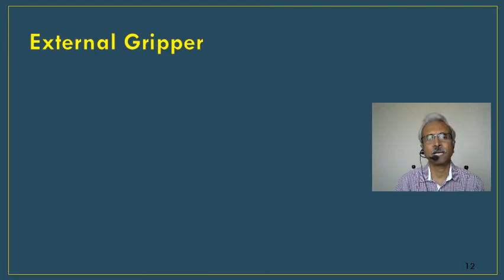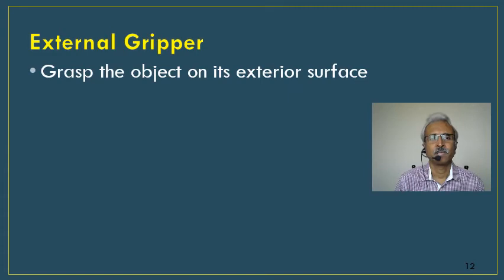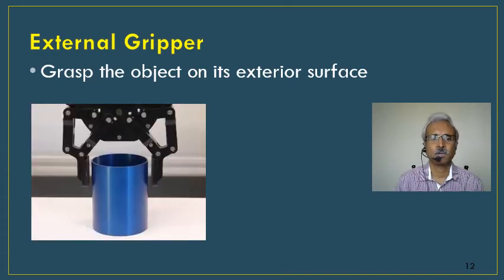So next is the other way around, an external gripper, where the internal surface is finished and you hold it from the outside. Of course in industrial components, except for a few, most of the components are held from the outer surface, so they come under the external gripper category. So as I said, it grasps the object on its exterior surface. This is in contrast to what we saw earlier. The fingers are grasping the object from the outer surface. So this is called the external gripper.